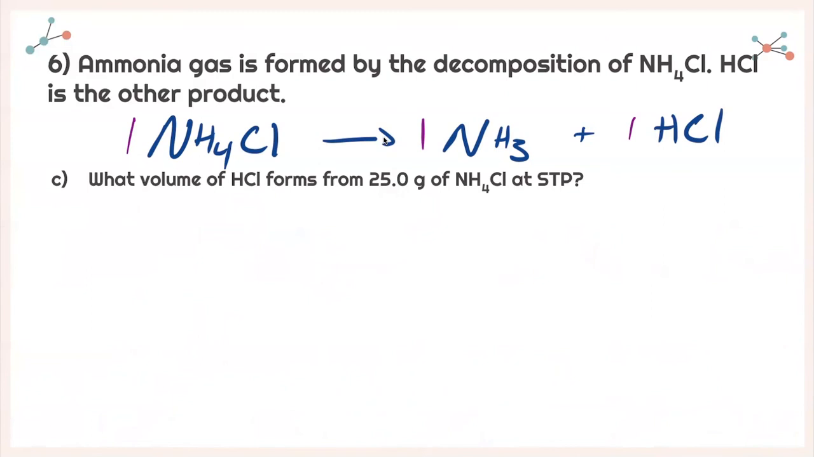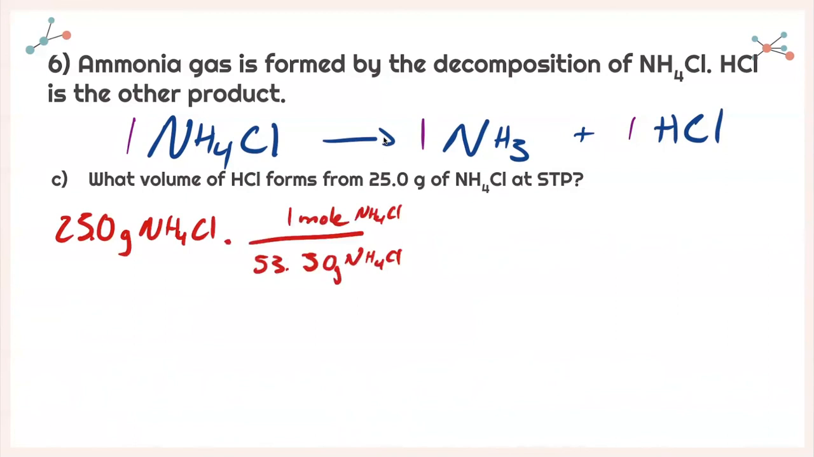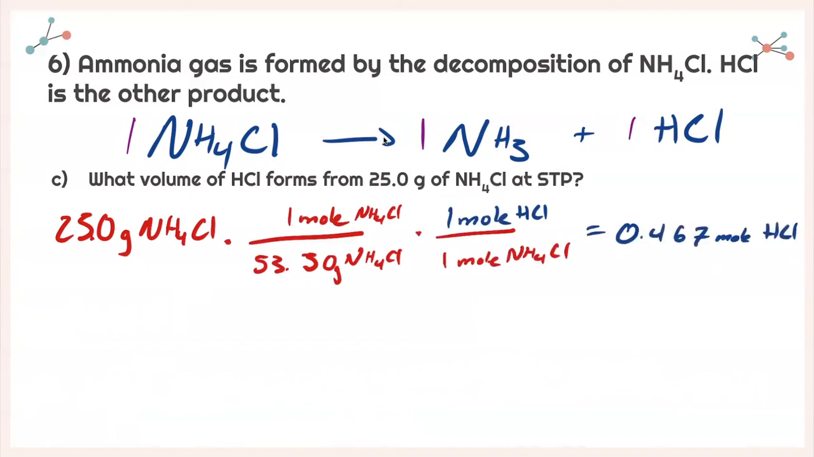For C, it says, what volume of hydrochloric acid forms from 25.0 grams of ammonium chloride at standard temperature and pressure? I'm going to follow the same steps as we did for part B. So first I'm going to convert from my grams of ammonium chloride. I'm going to use my molar mass to convert to moles of ammonium chloride. And then I'm going to use my balanced chemical equation to convert into moles of hydrochloric acid. And that's going to give me 0.467 moles of hydrochloric acid.